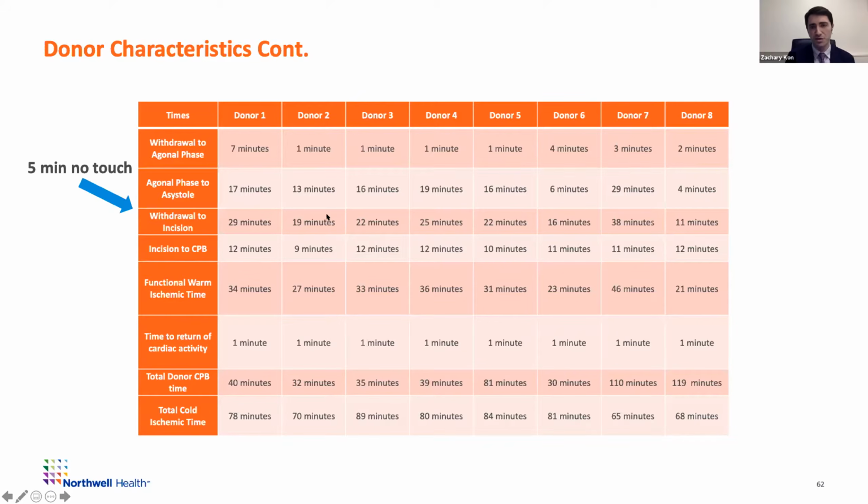These are some of the times for these donors. Obviously, withdrawal to asystole was pretty fast. I think it's just the nature of good selection for potential donors, as was alluded to earlier. The time to asystole was also relatively quick in all of these donors. I think the longest was here, 29 minutes. And then withdrawal to incision was also a very reasonable amount of time, which obviously includes the 5-minute no touch.